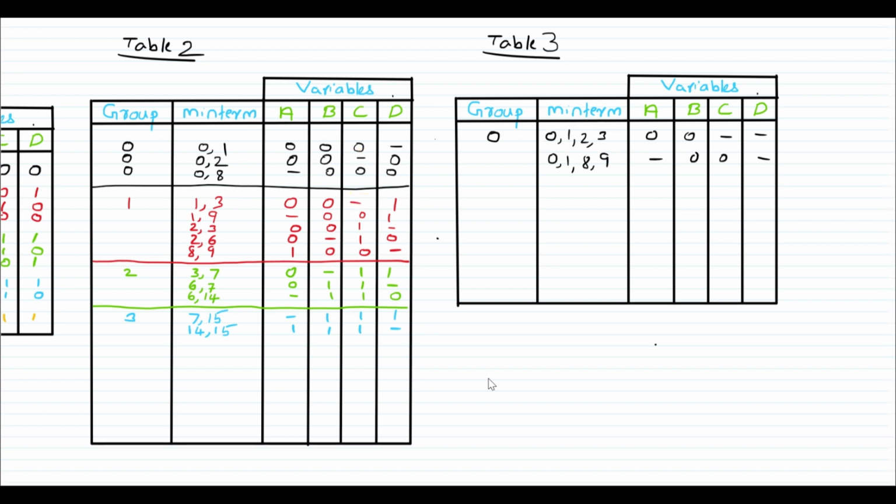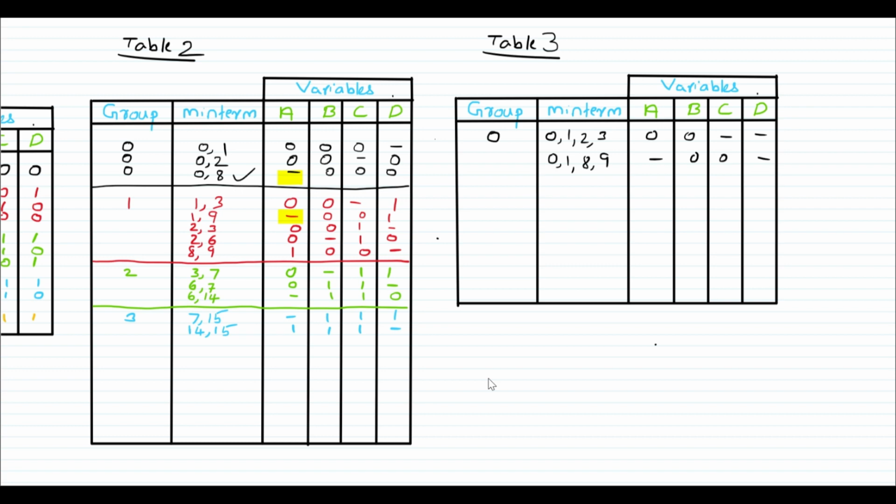So there is nothing else to compare for 0, 2. Now next we have to consider 0, 8. For 0, 8, the dash is in the variable A. So here also there is a dash. So we have to compare 0, 8 and 1, 9.